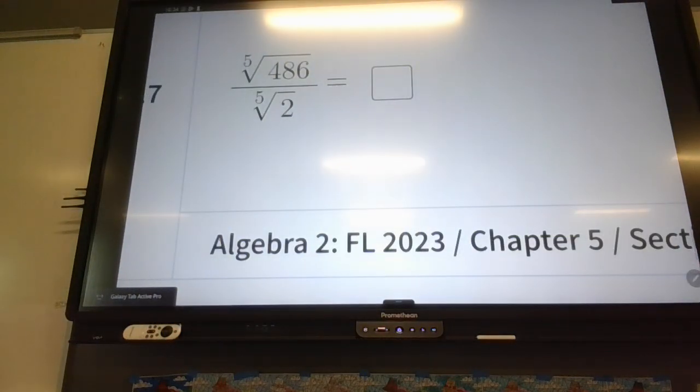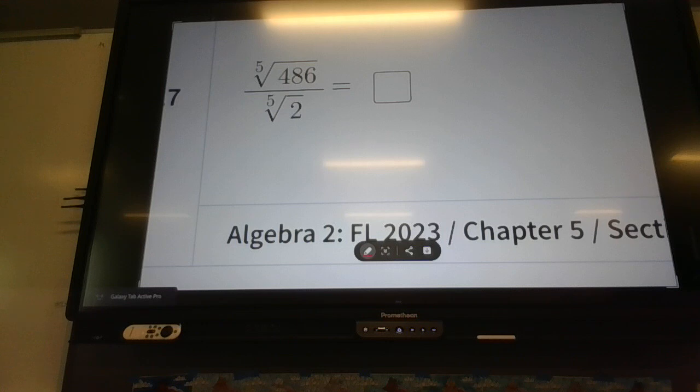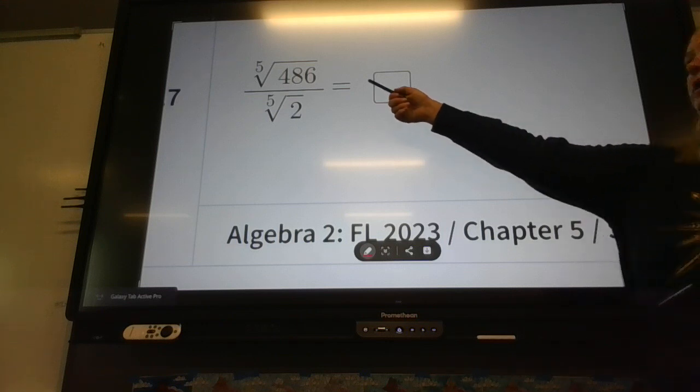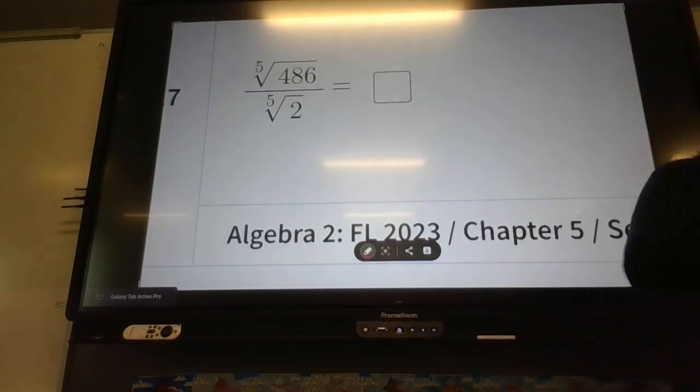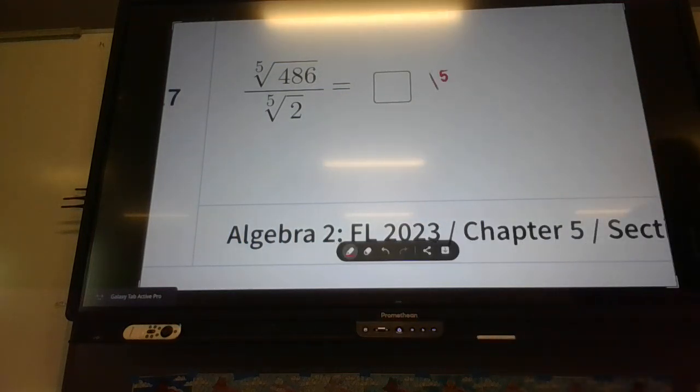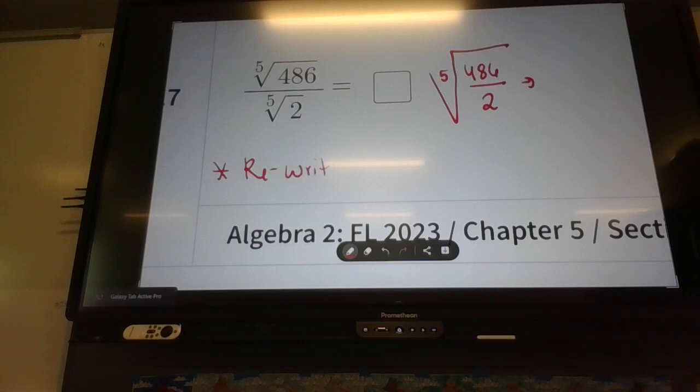I don't recognize 486 as being a power of anything. But what I do see is that it's even, and I know even numbers divide by 2. So I know if I make this into one big radical, I can go ahead and do that division and have a smaller number to work with. So that's the fifth root of 243.